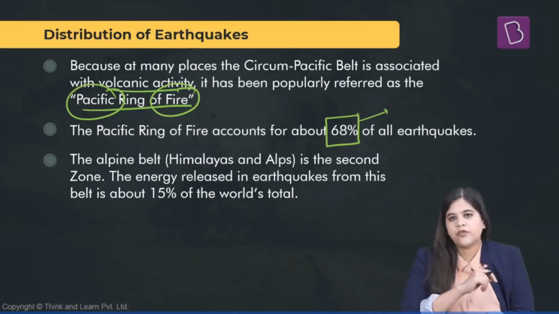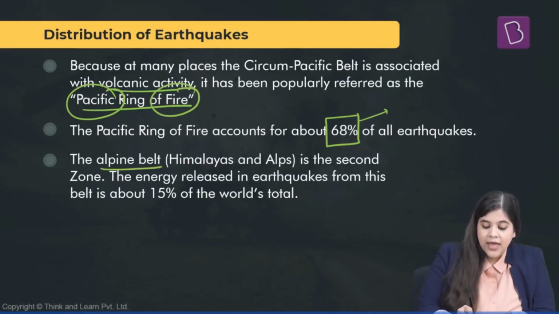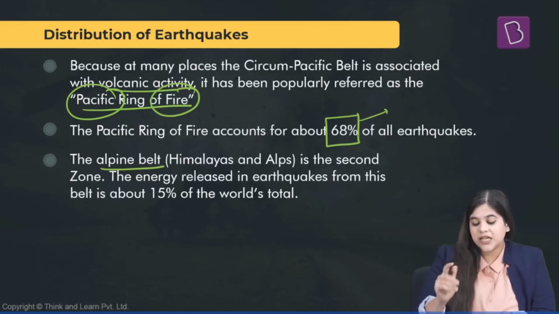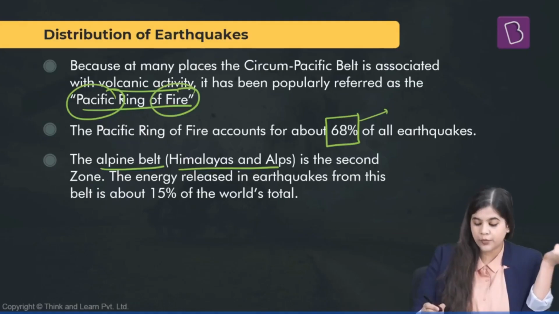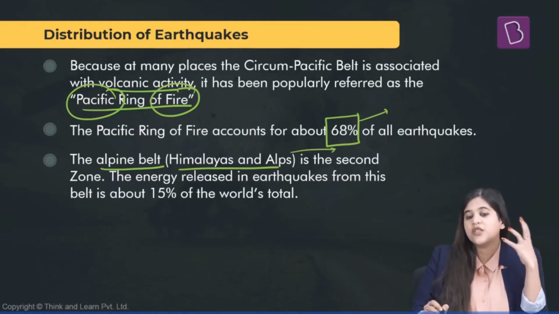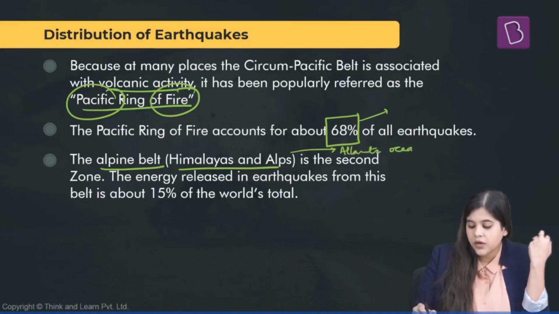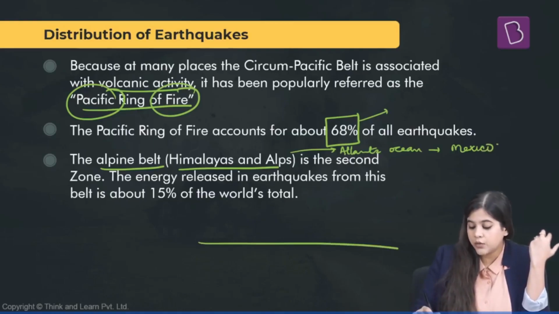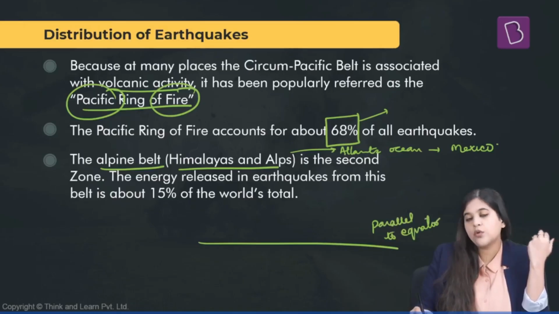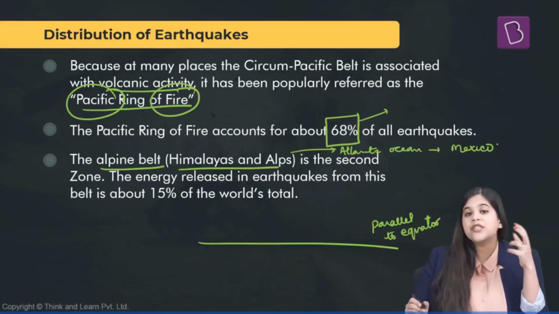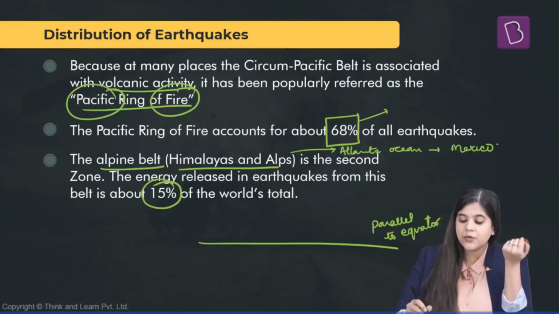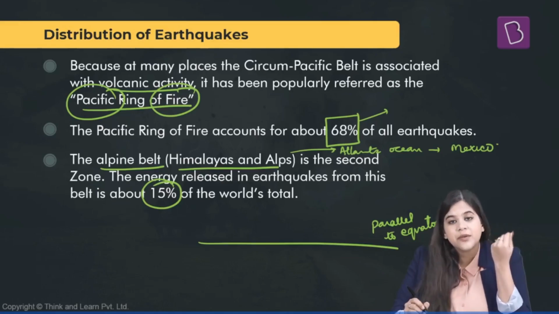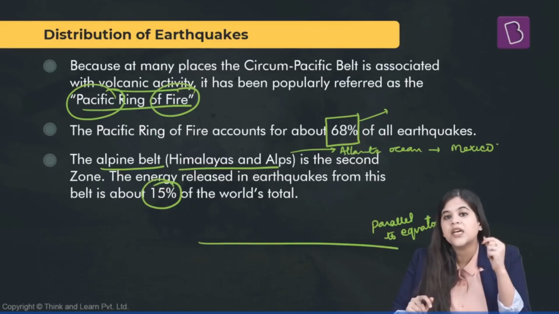After the Circum-Pacific Ring of Fire, we come to the Alpine Belt. That is starting from the Himalayas on the eastern side going up till the Alps in Europe. And it also stretches to parts of the Atlantic Ocean and can go up to Mexico. So it's a zone of earthquakes straight parallel to the equator. The energy released in this area amounts to 15% of the world's total. So 68% of all earthquakes come in the Pacific belt, and 15% of them come in this alpine belt.